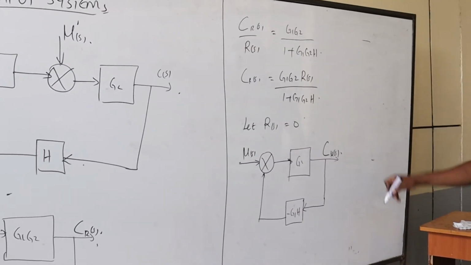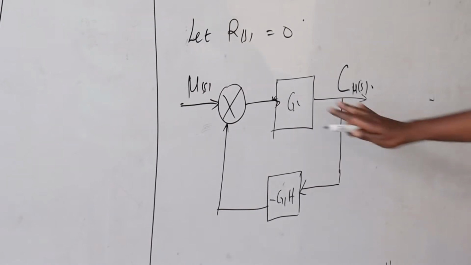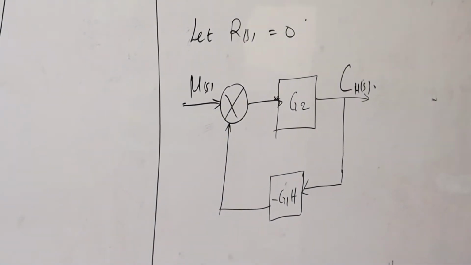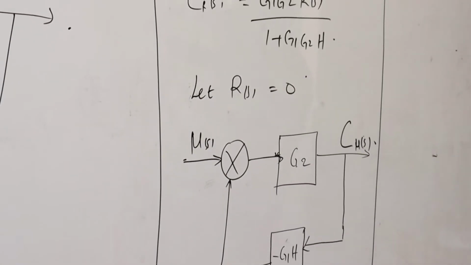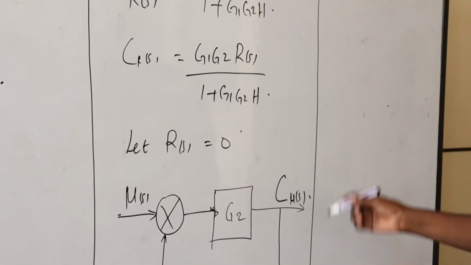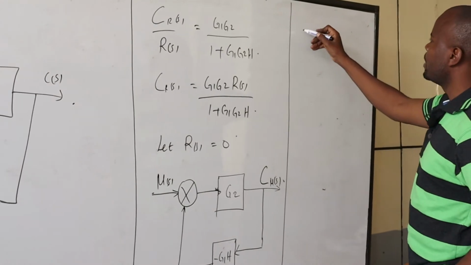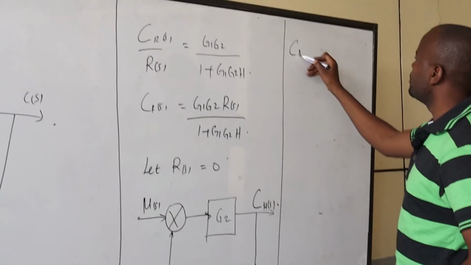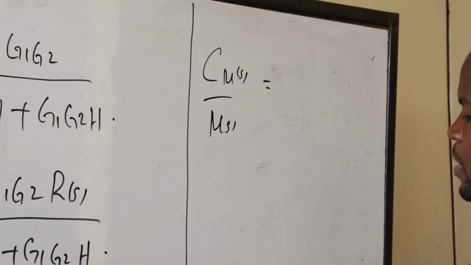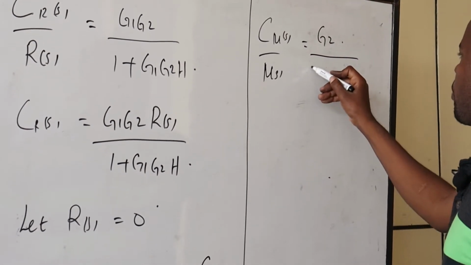So in that case, we can now get our G. So this one is G2. We can now get the transfer function with respect to input mu of S. So in that case, we have C mu of S all over mu of S will be given by G2, which is now our G. Our G will be G2 all over 1.